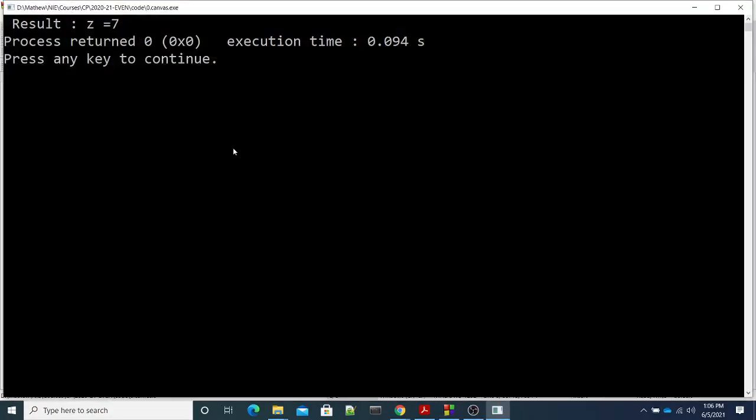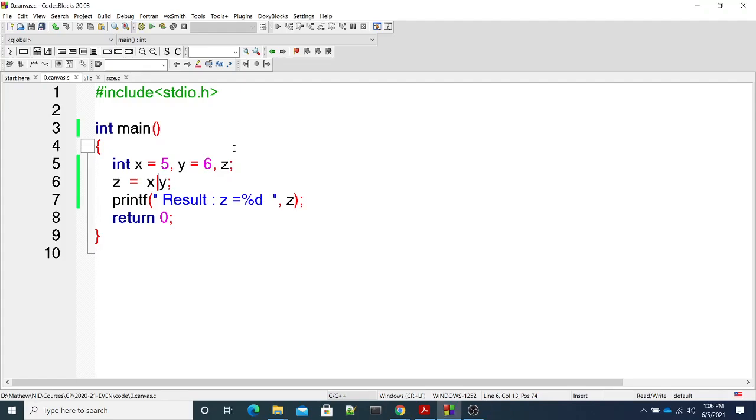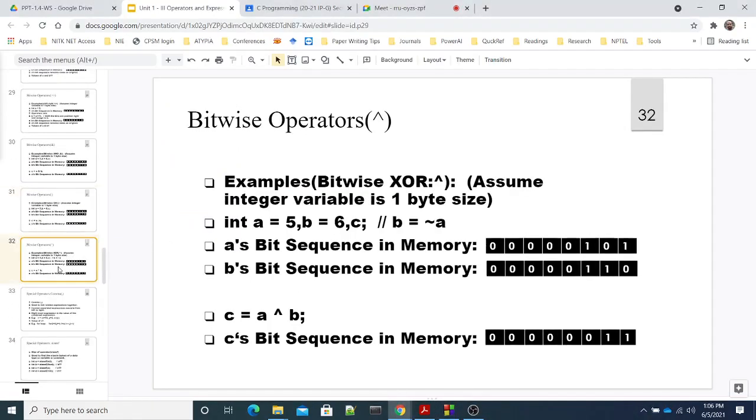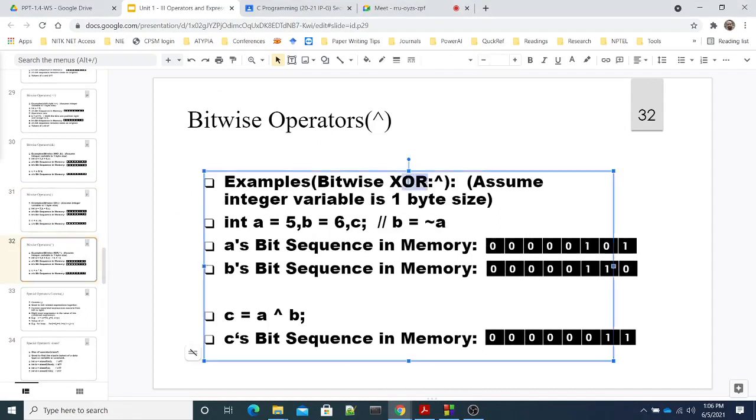The output is 7. Clear? We'll move on to the next operation. Bitwise exclusive OR. Exclusive OR is similar to the OR operation.